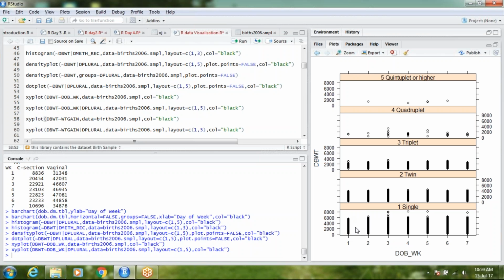For single, the weight distribution is quite natural and how it should be. For twins, the average weight has reduced a bit. Triplets, it has gone down even more. For quadruplets, I have very few numbers to show, and those numbers are in a very small range, so the weight is quite low for all of them. For higher factors, it's even lower. So it shows that the plural factor does play a role in determining the weight of the child.